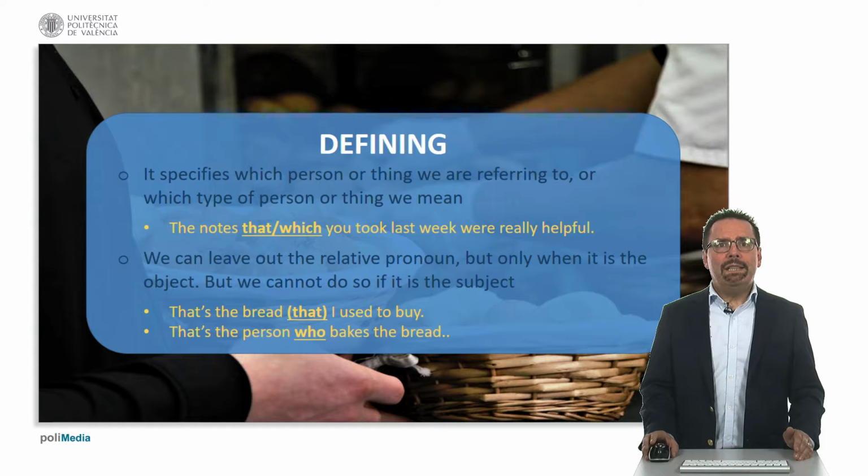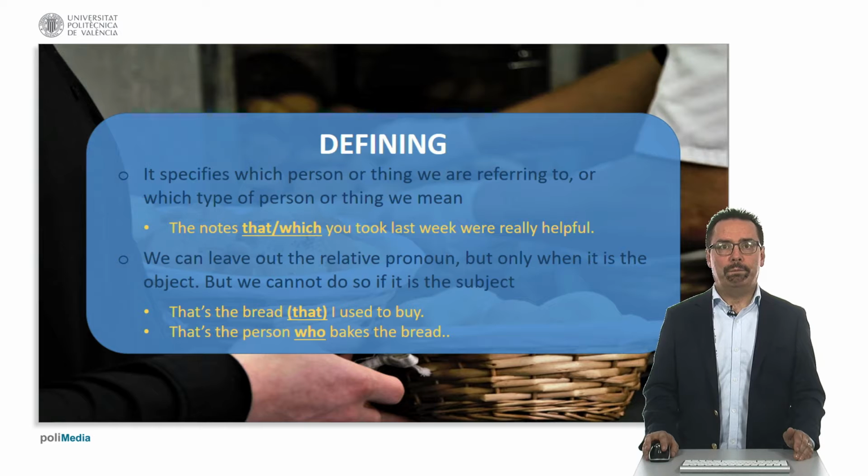And there's the possibility of leaving out the relative pronoun, but only when it is the object of the relative clause, never when it is the subject. For example, in the first example here, that's the bread that I used to buy. Here we can omit that because it is the object, not the subject. Whereas in the second example, that's the person who bakes the bread, who cannot be omitted or left out because it is the subject of the following clause.